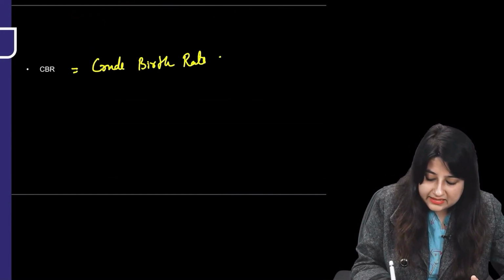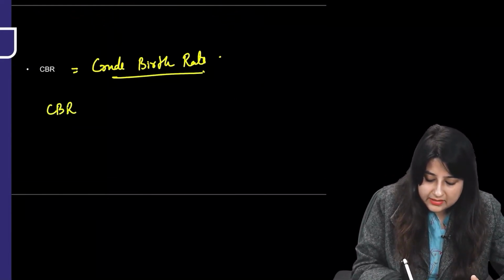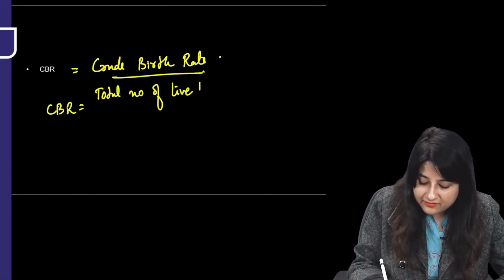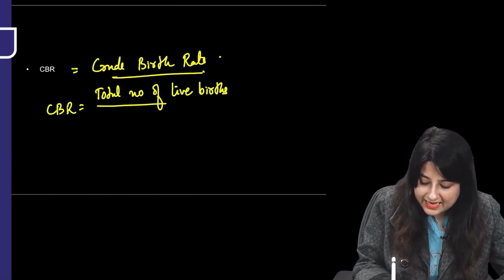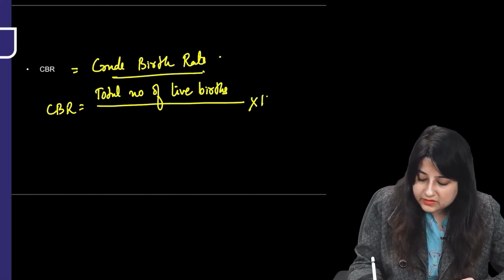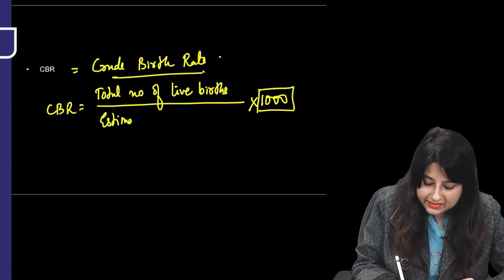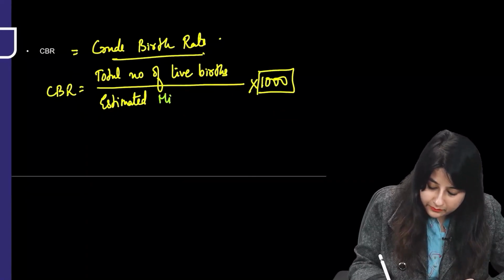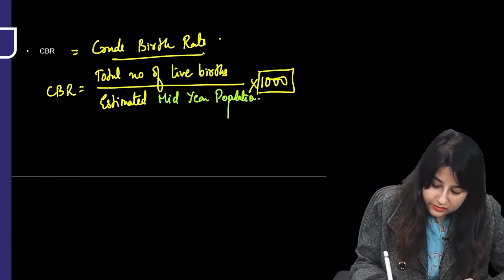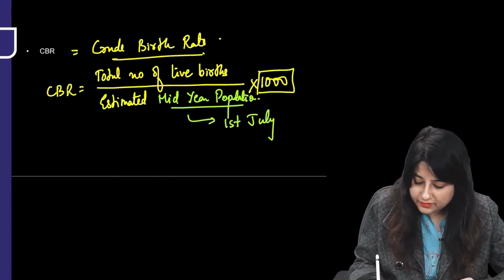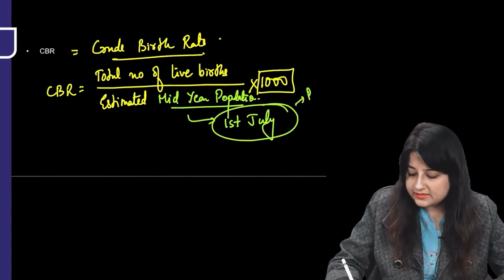You will again be discussing this in fertility indicators. So remember, it is the total number of births? Total births or live births? Only live births. Total number of live births per 1000, the multiplier is 1000, per 1000 estimated mid-year population. And when do we consider mid-year population? On the 1st of July. Very, very important. All this is PYQ.